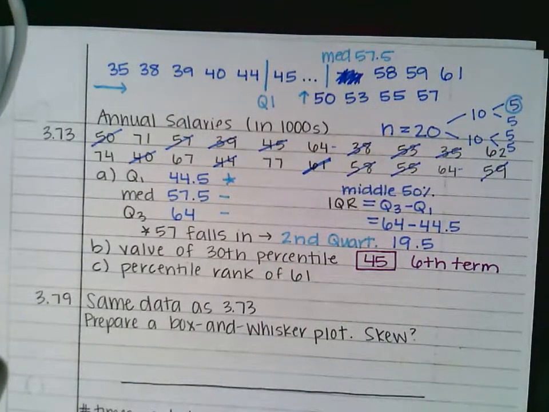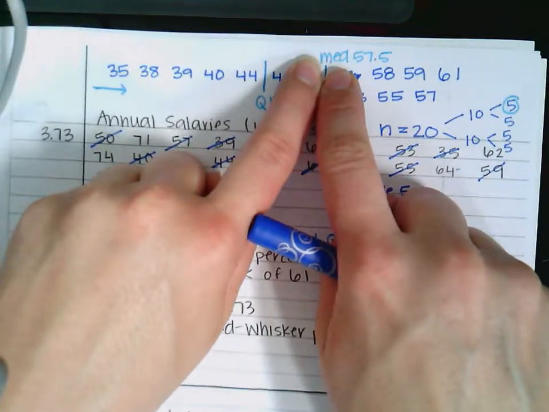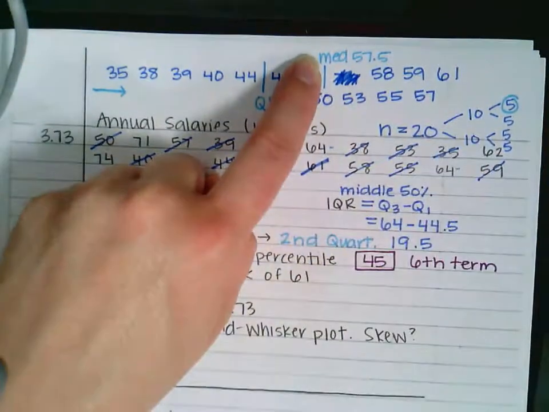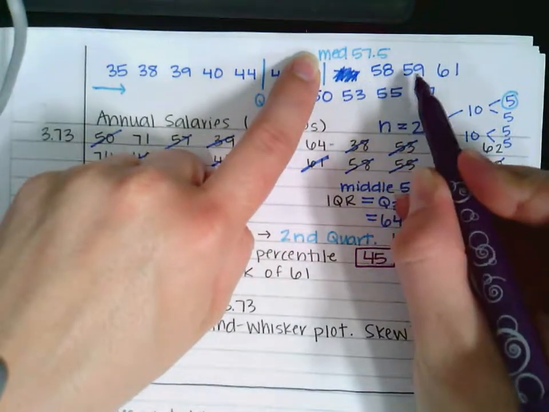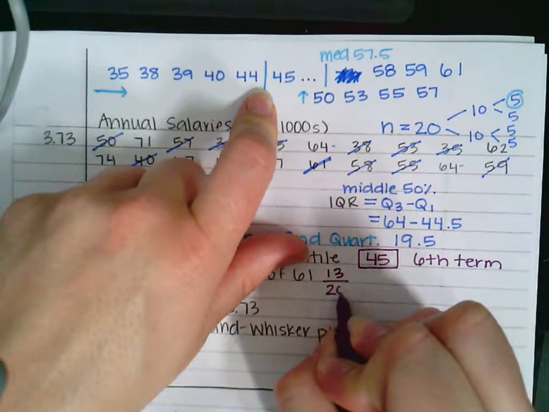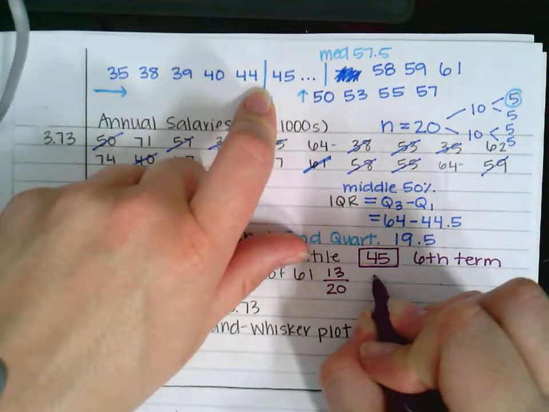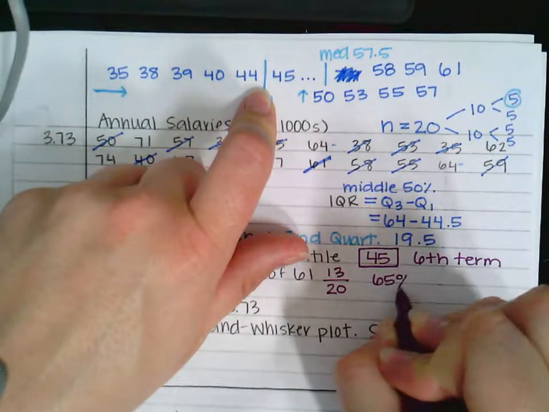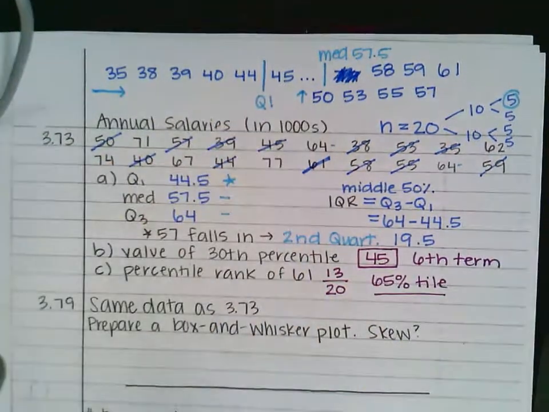Okay, all right, so 61, so there's 10 points up to the median, right? We already talked about that. There's 10 points up to the median. So if there's 10 points up to the median, and then 61 is the 11th, 12th, 13th point out of 20, then it must be at the 65th percentile, okay, of that data.